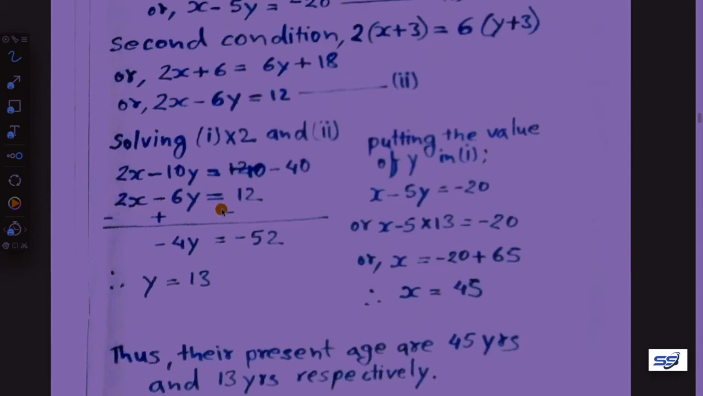Here 2x minus 6y equal 12. To calculate, we should change this sign. Now 2x sign shall be changed into minus, minus 6y changed into plus, and 12 into minus. Now we can make our calculation. 2x, 2x is cancelled. Now, minus 10y plus 6y is minus 4y equal minus 40 minus 12 is minus 52. Now this minus 4 shall divide 52. Therefore, y equal 13.